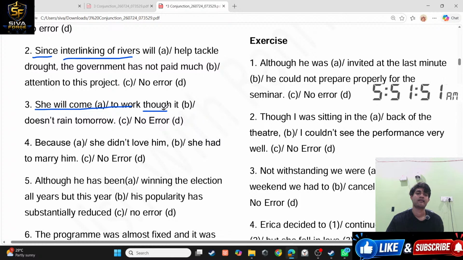No. She will come to work. I don't know. I'll see. Next is: because she didn't love him, she had to marry him. Though she didn't love him, she had to marry him.